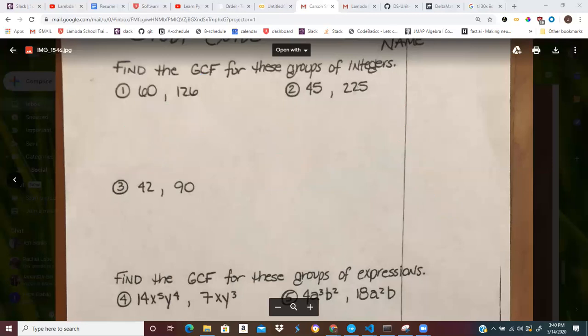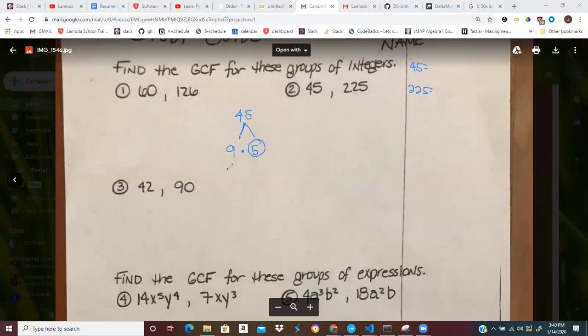All right, so we do the same thing. I'm going to write the 45 right here, and I'm going to write 225 right here. Okay, and we need to find your GCF. So let's start with 45. You need to make your factor tree. Two factors of 45 would be 9 times 5. 9 is not prime, but 5 is, so I'm going to circle that.